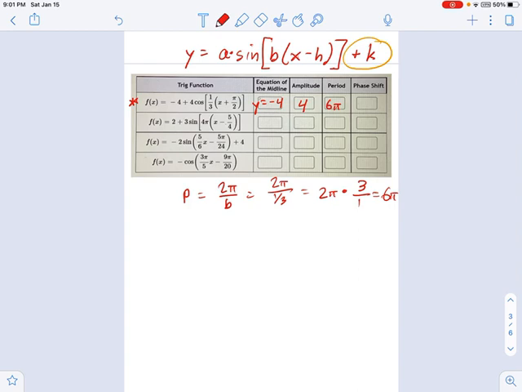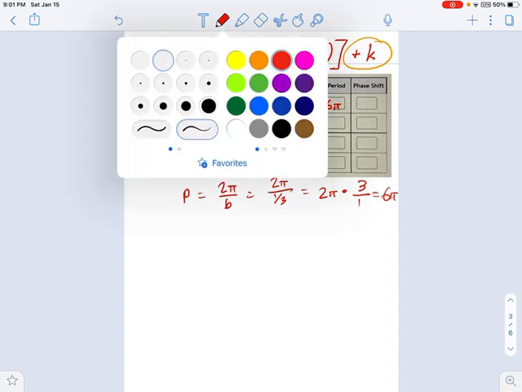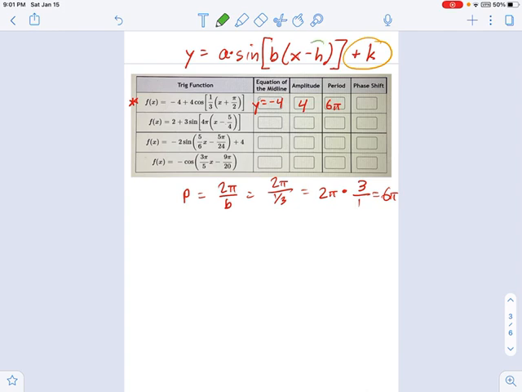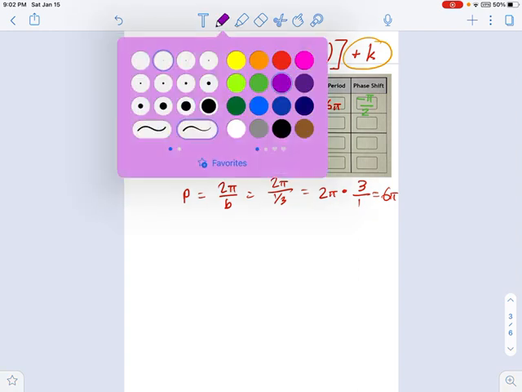And now we get to the phase shift, this new thing. Well, if you remember how this is written, we have this minus h here. So you're looking for a plus or minus after the x, and you have to flip that sign. Okay, so the phase shift on this guy will be negative pi over 2, because we flipped that sign from a positive to a negative. Okay, so let's try another one. And I'll call it quits here.